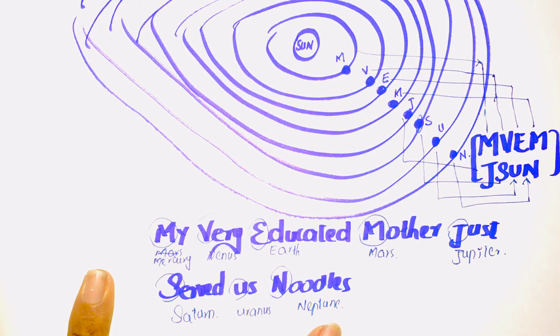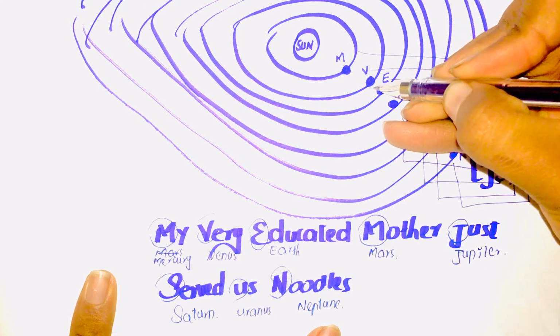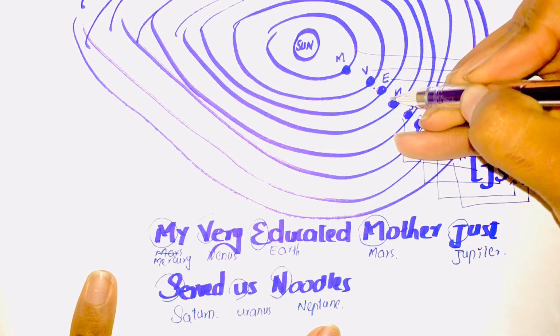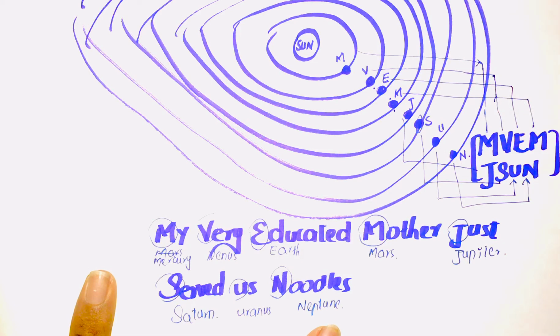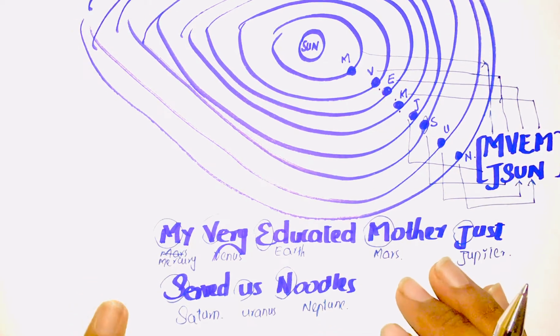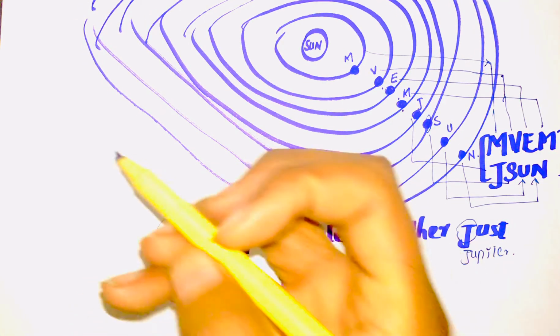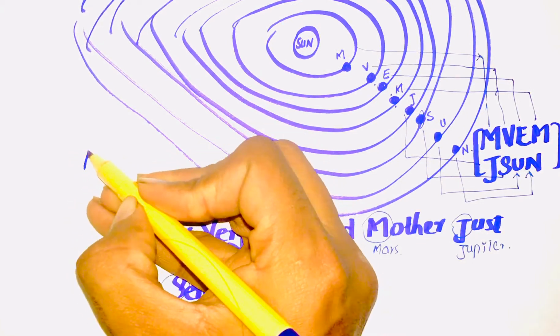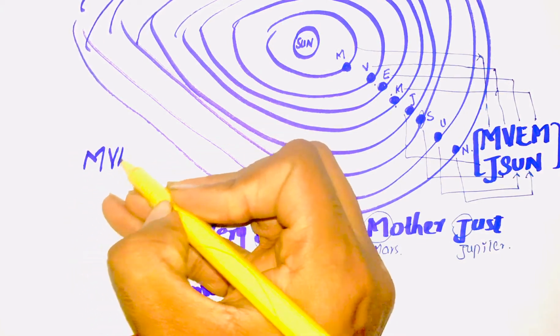If you want to learn a trick on how to remember the moons, just like Earth has one moon around it, Mars has two moons around it, I can tell you there is a simple trick to remember the names of moons too. Write MVEM here, Movem.